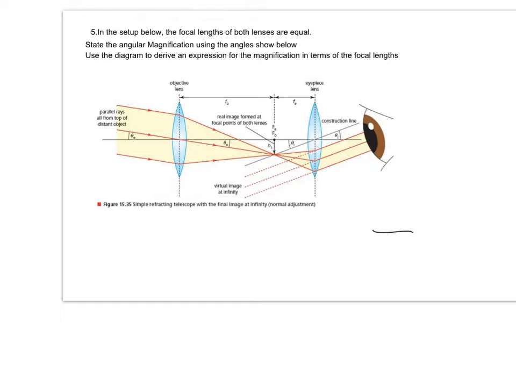So now try this question. In the setup below, the focal lengths of both lenses are equal. State the angular magnification using the angle shown below, and use the diagram to derive an expression for the magnification in terms of the focal lengths. Do you remember the derivation that you've just gone through, and can you do it on your own? Off you go and try it now. If you were stuck and you couldn't do it, you need to replay the previous slide and work through that derivation again. Hopefully you did do it correctly, so you can go on to the next question.